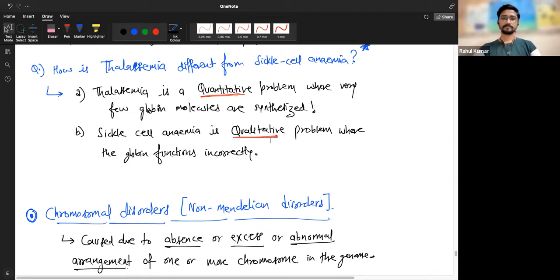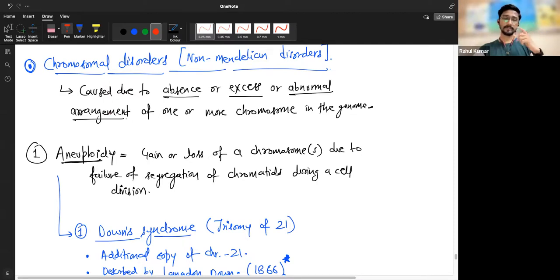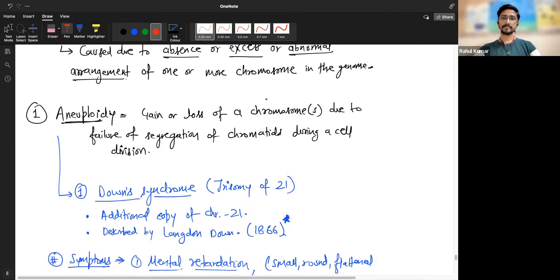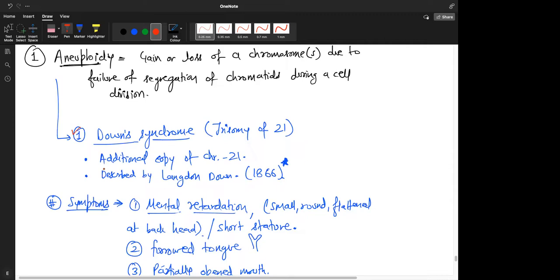And then we discussed chromosomal disorders, which are the non-Mendelian disorders, caused due to absence or abnormal arrangement of one or more chromosomes. So chromosomal disorders can be of two types. One is aneuploidy. Aneuploidy is gain or loss. It does not have abnormal arrangement. It is either absence or excess. Now, Down syndrome, then Turner syndrome, and then Klinefelter syndrome.